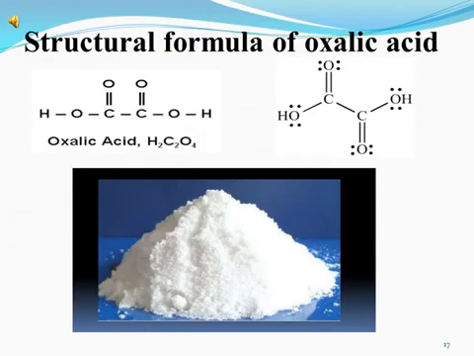Now the formula of oxalic acid. You can see the structure of oxalic acid. On the left side, two carboxylic groups attached to each other are called dioic acid or diacid. In this slide, you can see on the right side the Lewis structure of the carboxylic acid.